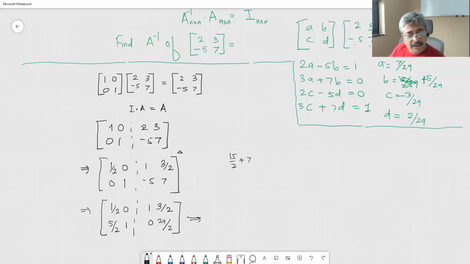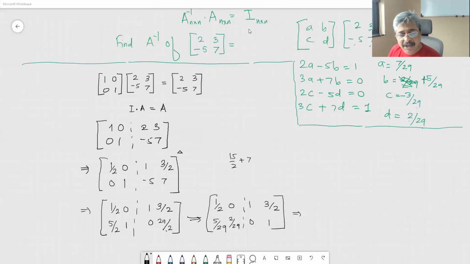From here, I am supposed to make this entry 1, so I multiply by 2 by 29. So you get 1 half, 0, and 5 upon 29, 2 upon 29. It has happened so much so far. And now you want this entry to be 0, which means multiply row number 2 by minus 3 by 2 and add, giving 0, 0, 1.